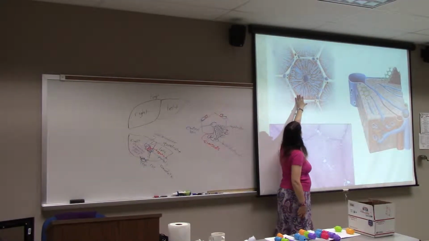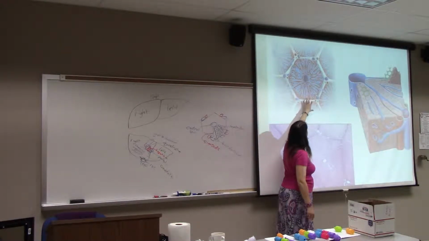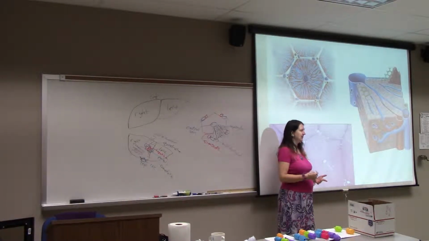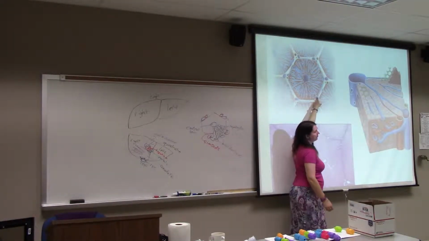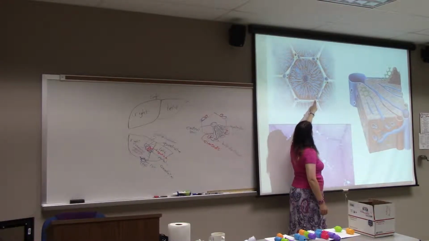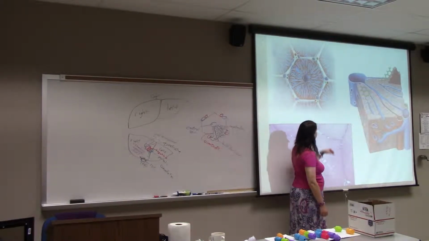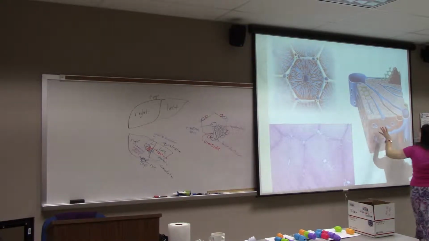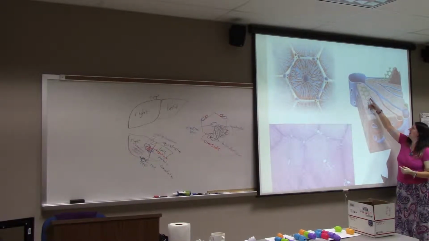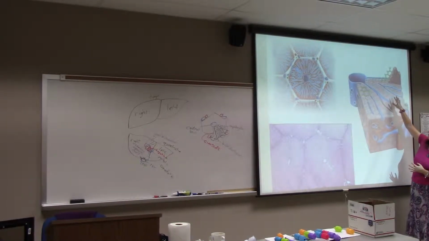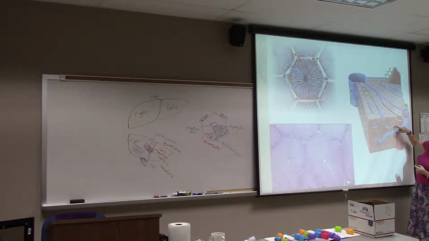Here's an illustration where you can see more of the sinusoids. We've got portal vein branch, hepatic artery branch, bile ductule. And this shows more specifically where things would be in just one section of a lobule. So we've got the bile canaliculi all around the hepatocytes. The sinusoids are above and below and branched a lot.